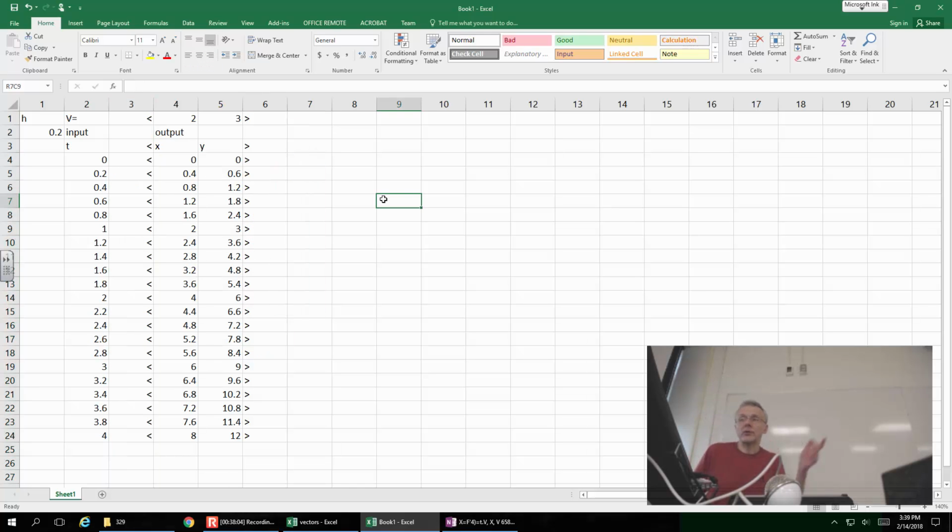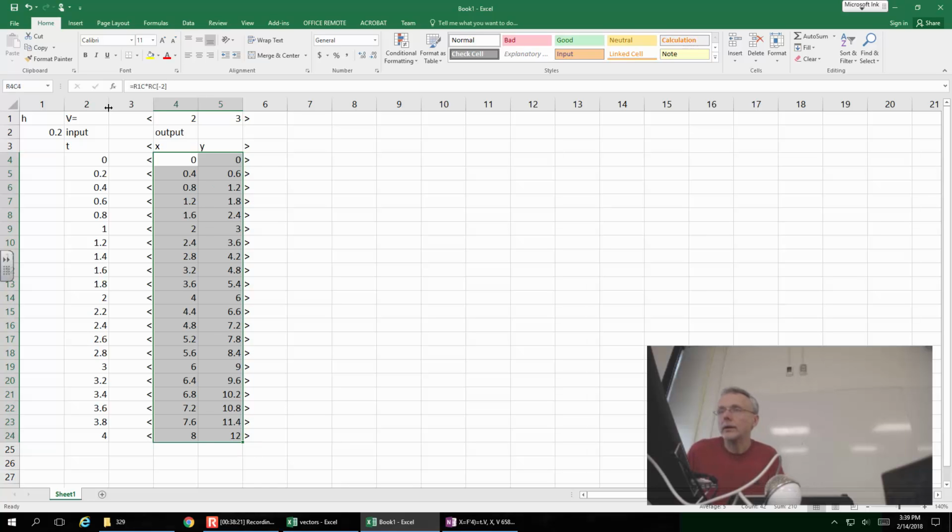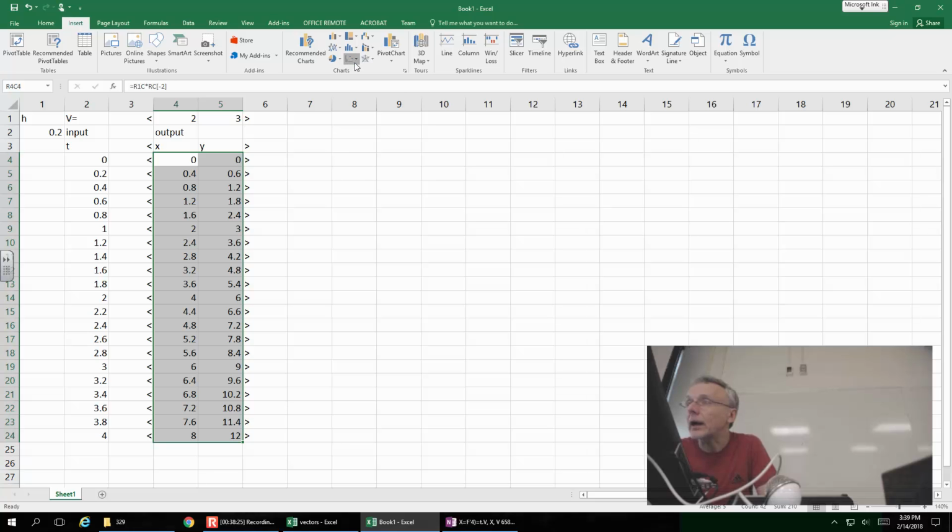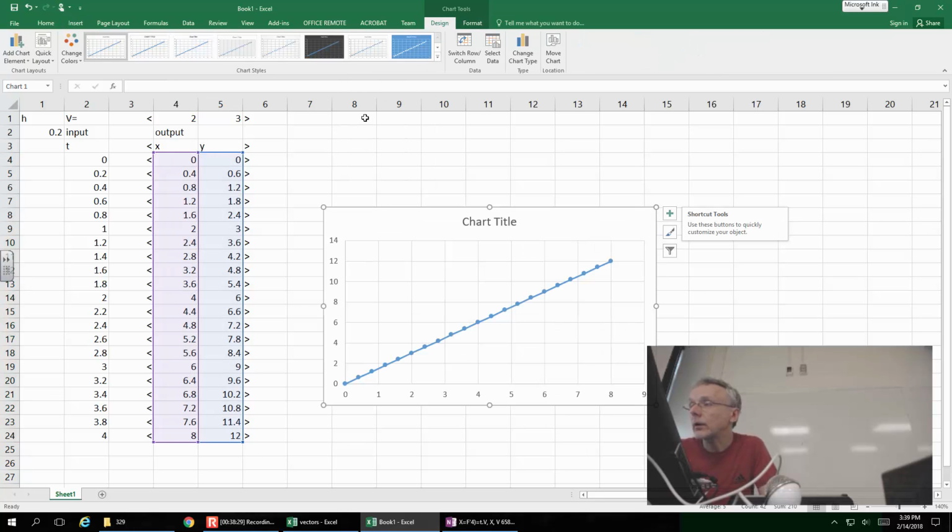So you see a bunch of vectors, right? X's, y's, and their numbers. If you read horizontally, you will see the input t number, followed by a vector with 2 components. And that's what Excel gives you, an easy way to plot it. So I plot a scatter plot. Okay, that's all there is.